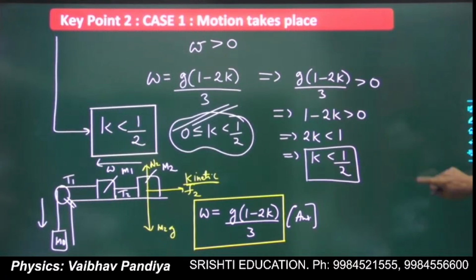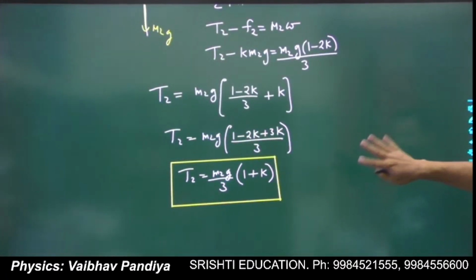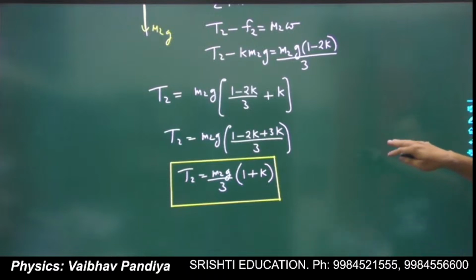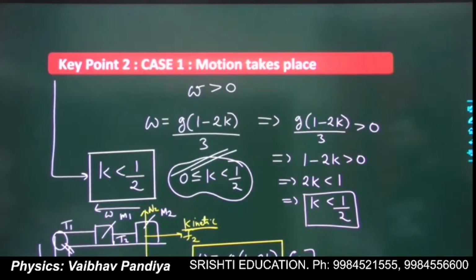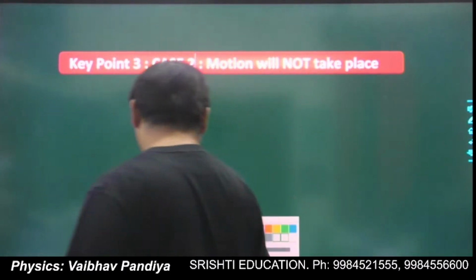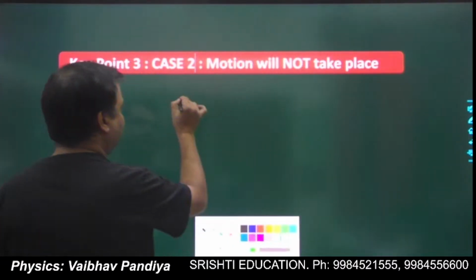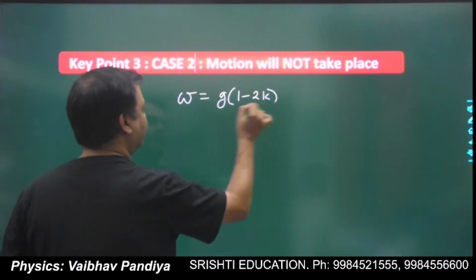So when the motion is happening, you got the value of acceleration, you got the value of T2, that is the tensional force in the interconnecting string, M2g/3 (1 + k). And in place of M2, you can write M1 or M0, whatever, because all the three masses are equal. Now we will come to the second case when the motion will not happen. Now we'll see what will be the condition for this. So the value of w came to be g(1 - 2k)/3.